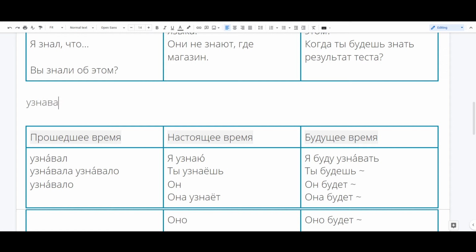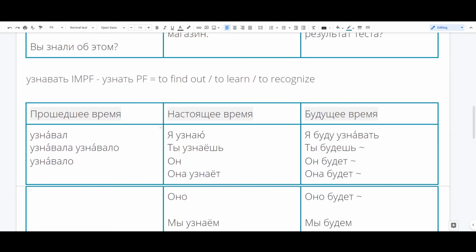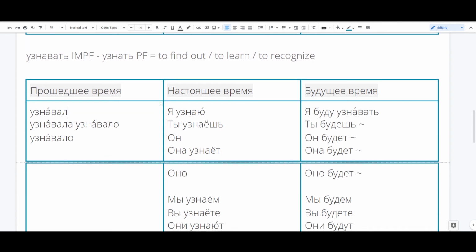Now, let's try to conjugate узнавать and узнать. Узнавать, узнать, imperfective and perfective. And this verb means to find out. It can mean to learn some fact. It can mean to recognize. Let's try to conjugate it and see what it means in each case.